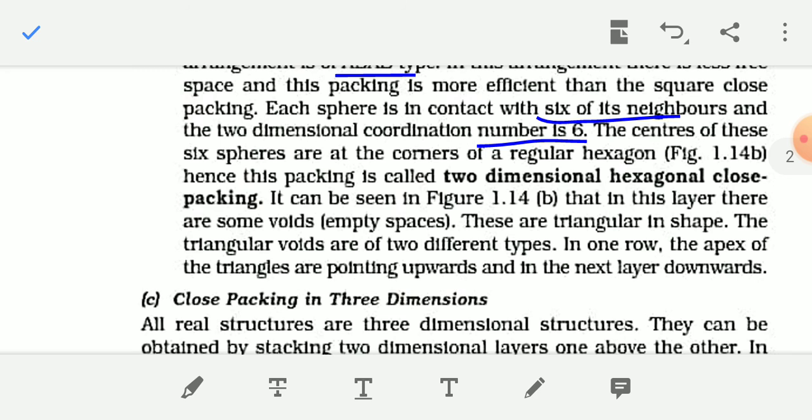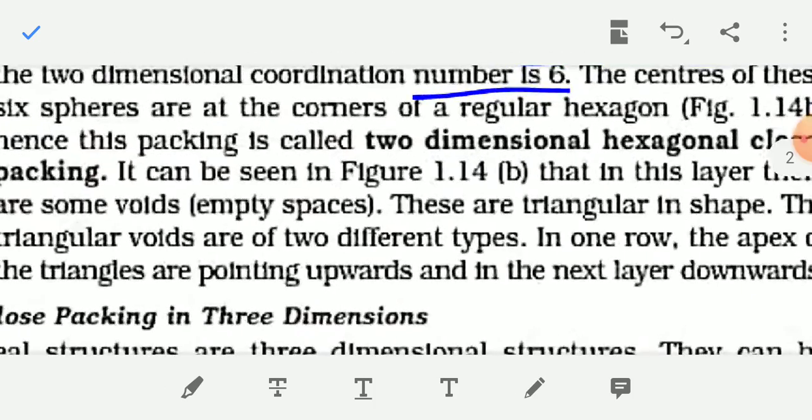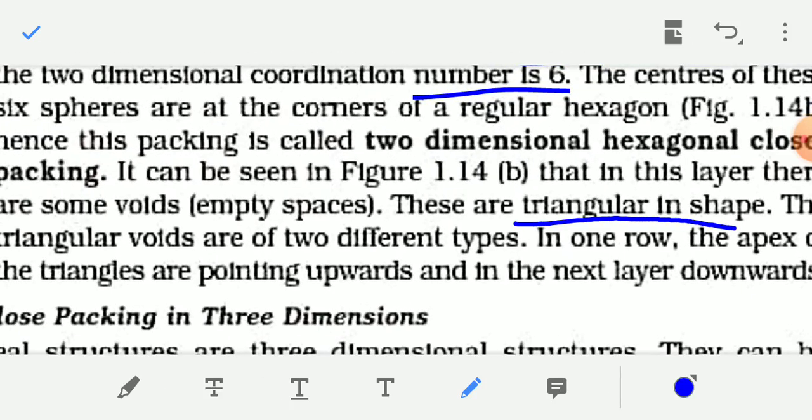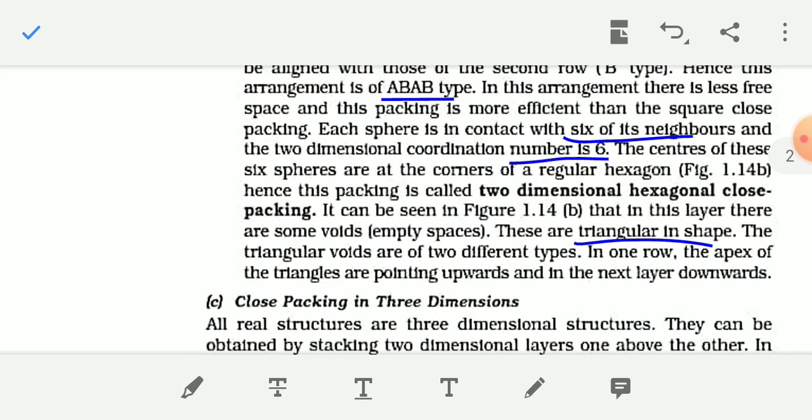It can be seen in figure 1.14b that in this layer there are some voids or empty spaces, and these voids are called triangular voids in two dimension. The triangular voids are of two types. In one row, the apexes of the triangles are pointing downward, and in the next row they point upward.